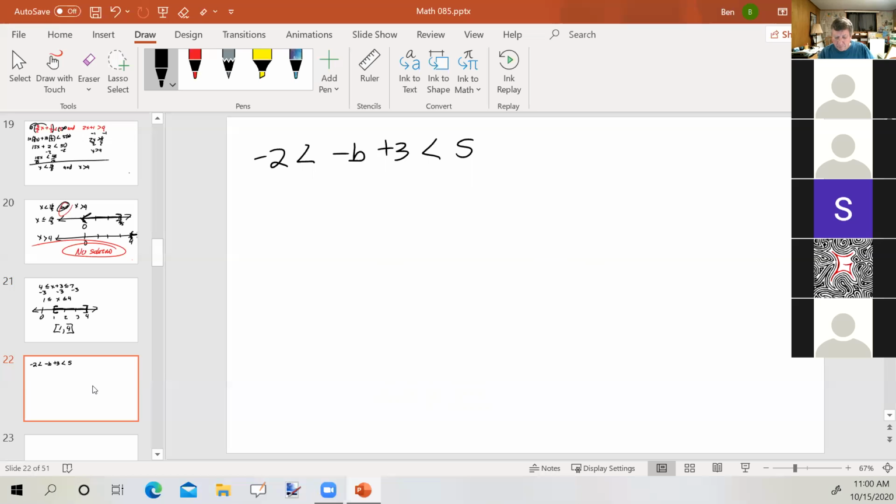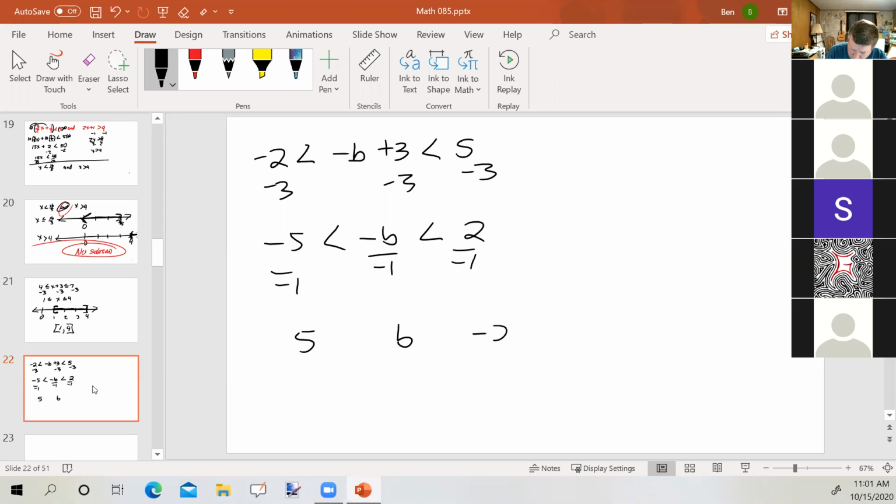All right. So here again, to solve this double inequality, we need to solve for b in the middle. So I'm going to subtract 3 from each of the 3 pieces. And I get that. What do I need to do next to solve for b? Divide by the minus sign. So divide by -1. Yes.